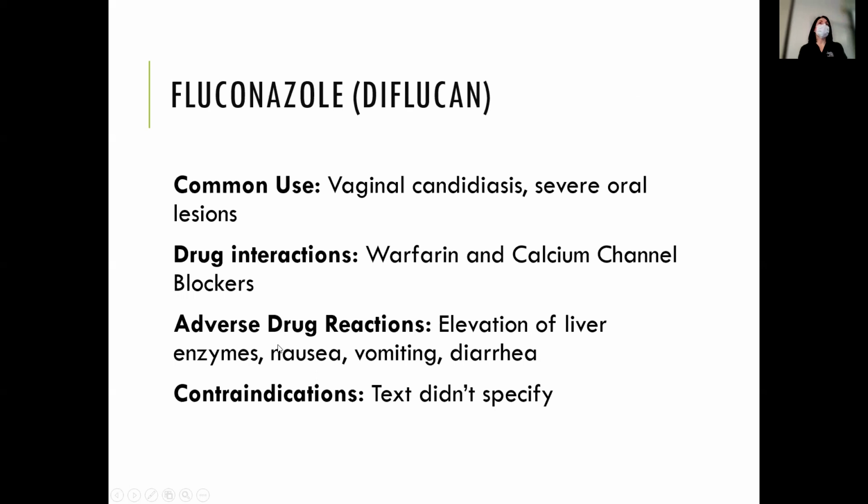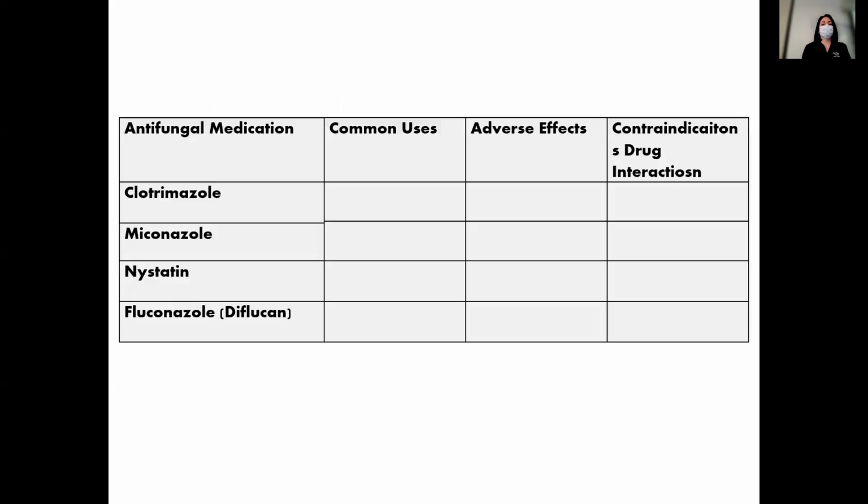So some of these are like one pill or two pills, but if they have to be on it for a longer course, they have to check their liver to make sure that their enzyme levels are good. Can cause nausea, vomiting, diarrhea. And it didn't specify in the book specifically any contraindications, but I'm assuming obviously if they have some kind of liver dysfunction, that's going to contraindicate, or they're not going to be as good a candidate, or if they are allergic to the medication, obviously. Here's another little table for you to use.